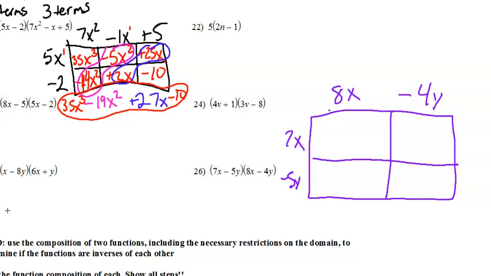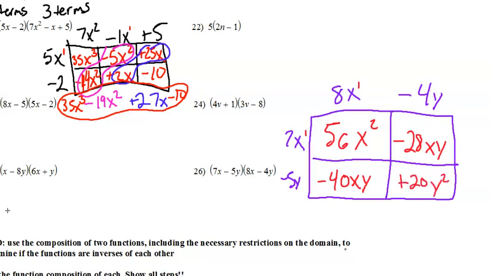The area of the first box, 8 times 7 is 56. x times x is x squared because we have a 1 here and a 1 here. Remember, you only do the exponent rules where you're multiplying and dividing, not where you're adding and subtracting. Let's find the area of the next box. 7x times negative 4y is negative 28xy. The area of the next box, we have negative 40xy. And then our last box would be a plus 20y squared.